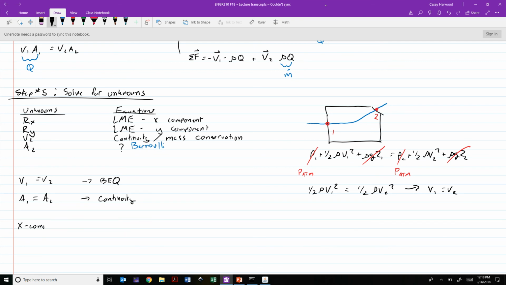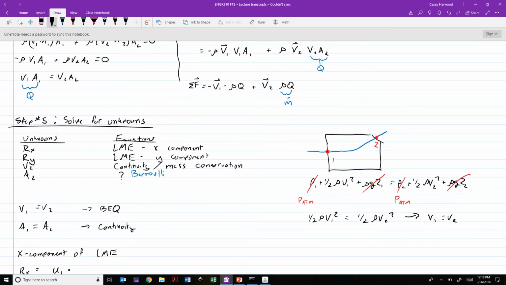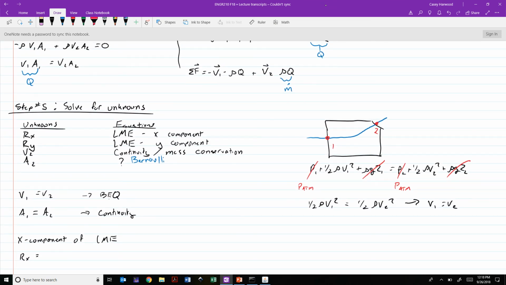So the x component of the linear momentum equation gives us Rx is equal to negative U1 times rho V1 A1 plus U2 times rho V2 A2.